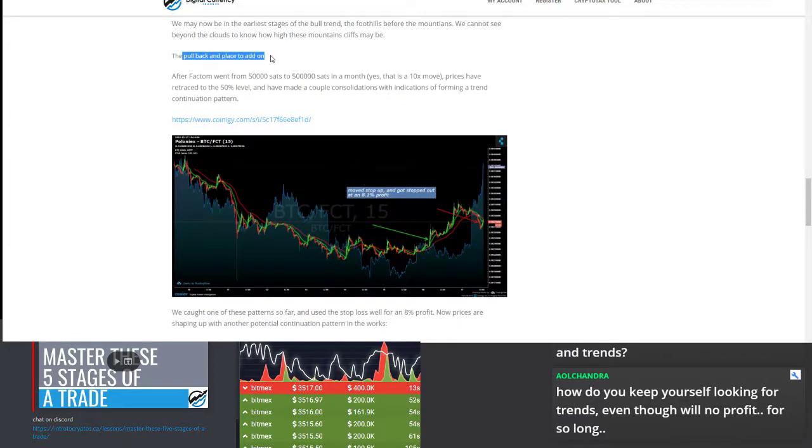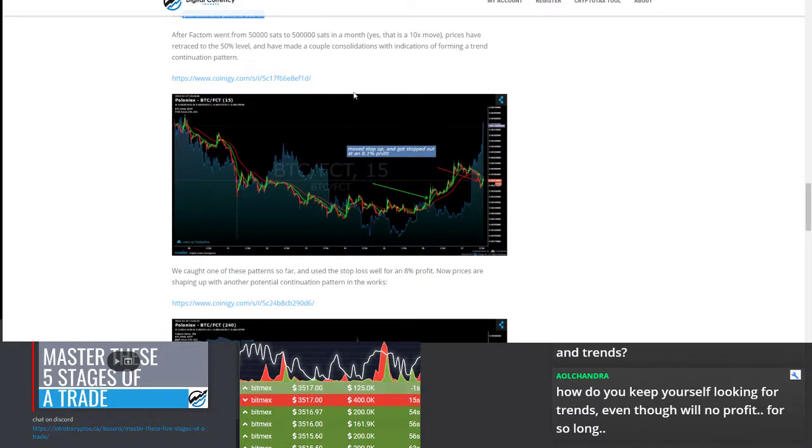And now we're into the pullback and the place to add on. So as Factum went from 50,000 Satoshi to 500,000 in a month, yes, that's a 10 times move, prices had retraced back to their 50% level in that long-term chart, and they made a couple consolidations right here that we can see. And this is our trend continuation pattern.